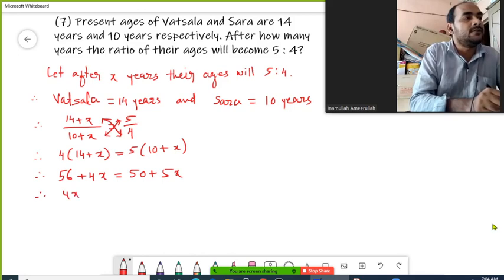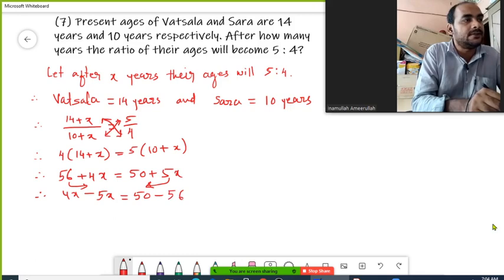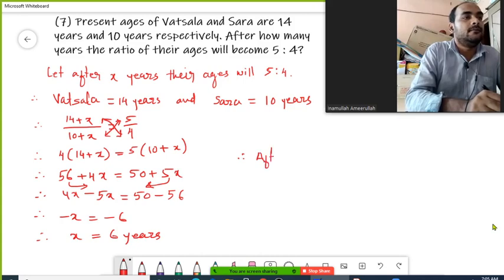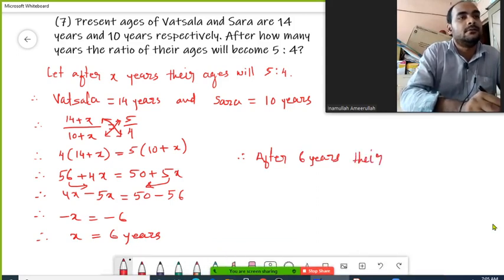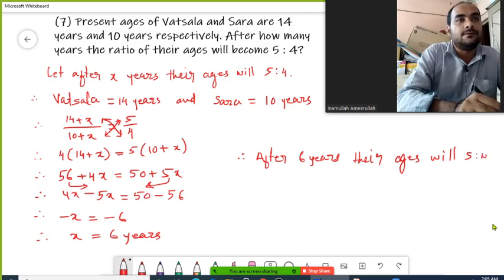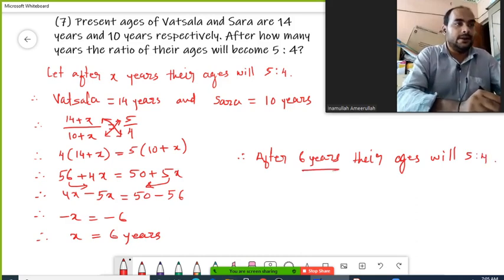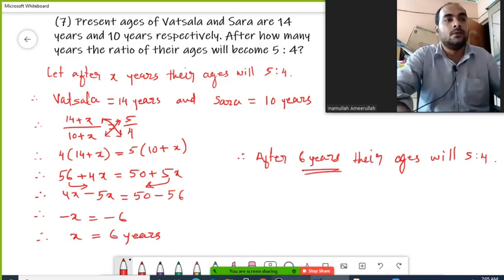Now keeping 4x on its place, this positive 5x can be brought to the left hand side and will become negative 5x. And keeping 50 on its place, this 56 can be sent to the right hand side and will become minus 56. So 4 minus 5 gives -x = -6. So this way x = 6 years. So after 6 years, the ages will be in the ratio 5:4. So the correct answer is 6 years. Hope it is clear to everybody.